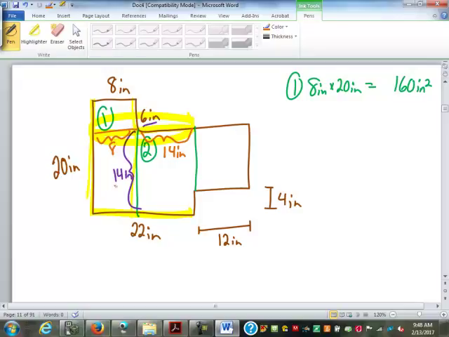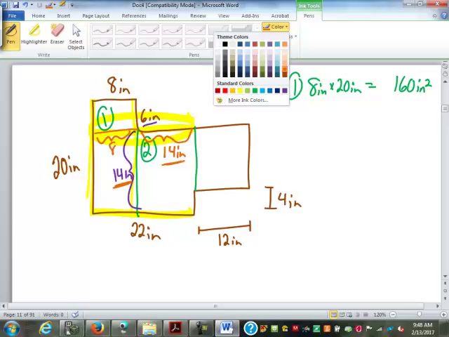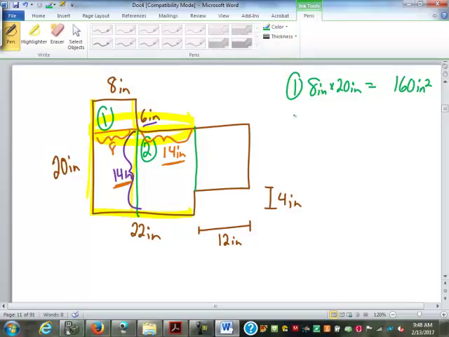Anybody have any questions on where the 14s come from? That's a skill that in recent years a lot of people have started to struggle with. So don't be embarrassed if you have a hard time with it. Please talk to me and we'll make sure we help you figure them out. So that area is 14 by 14, or 196 square inches.